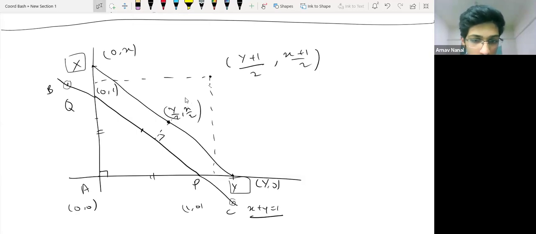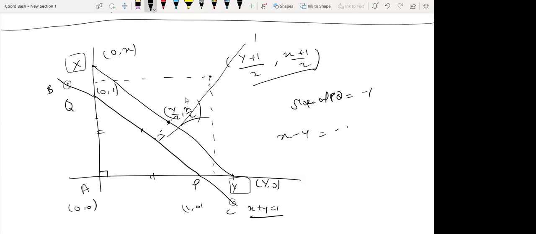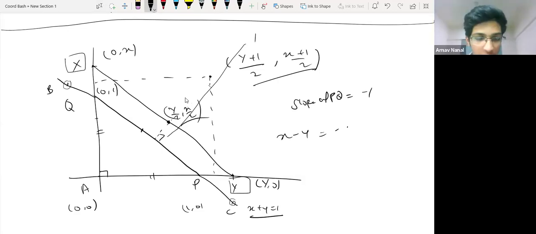And now you know that the slope of PQ is equal to -1. So the slope of this thing has to be 1. And so x minus y has to be constant, and clearly this x minus y is constant. Did everyone understand? Yeah, okay. So this is clearly head bashable.